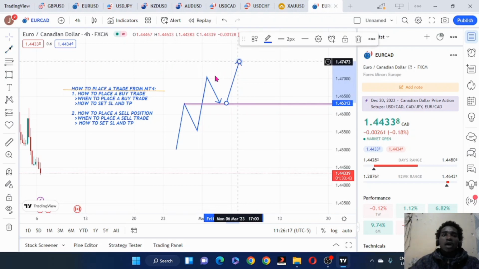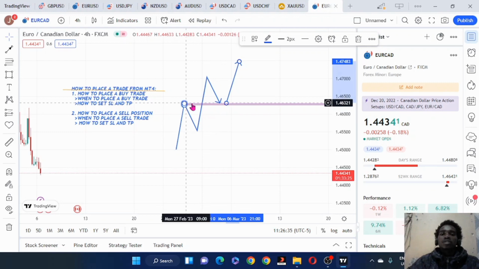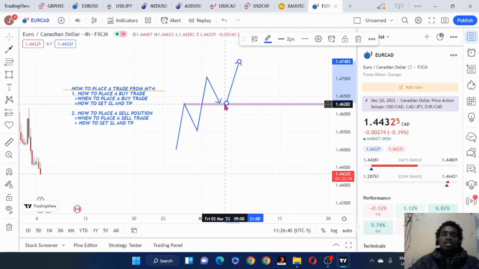Now, this is when to place a buy trade. When are you going to buy? Of course, you are going to buy from this zone. If the market fails to come into this zone, don't go and buy, since you will be predicting and not reacting.